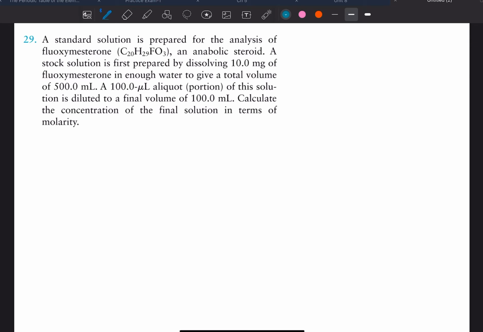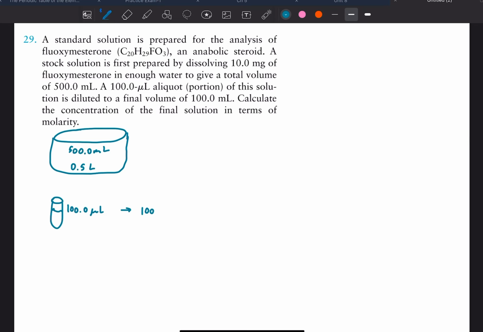So that was a lot of words, and I think it's really helpful to visualize what we're doing. So we're starting out with this big stock solution. This is 500 milliliters, or if we want to convert that to liters, that's going to be 0.5. And we know that we take a small portion from that huge stock solution, and that small portion that we take is 100 microliters, which we eventually dilute to a volume of 100 milliliters. And we want to calculate this molarity, right? What's the molarity of that final solution?